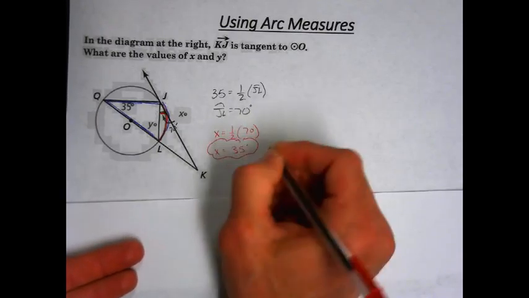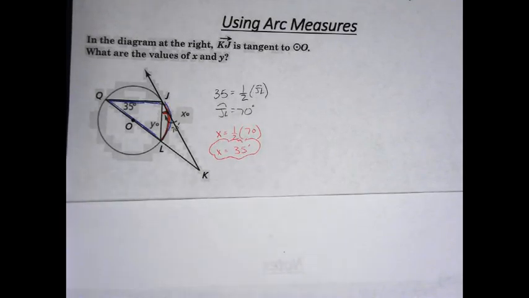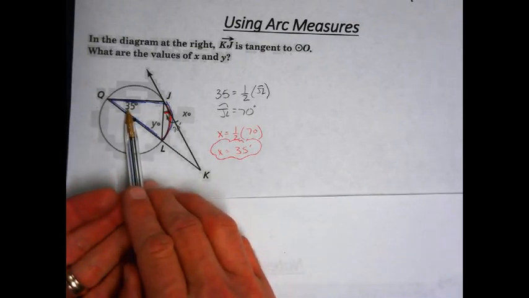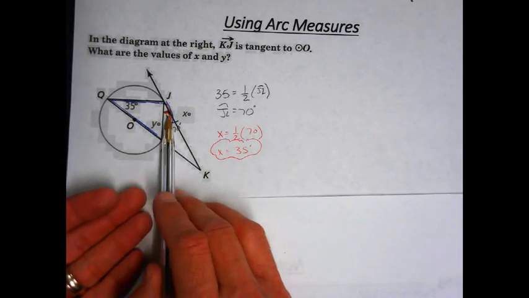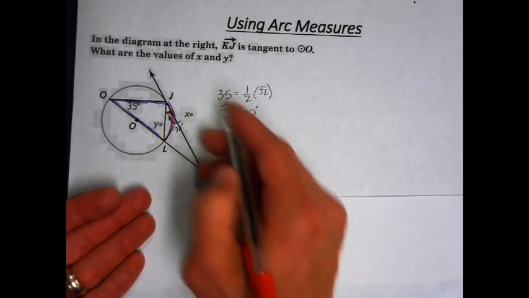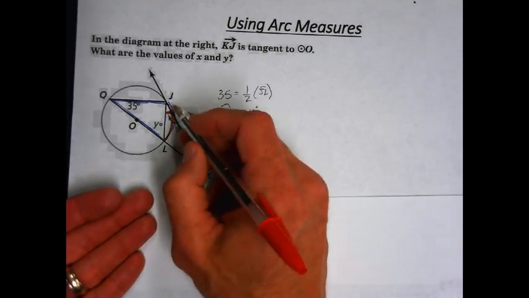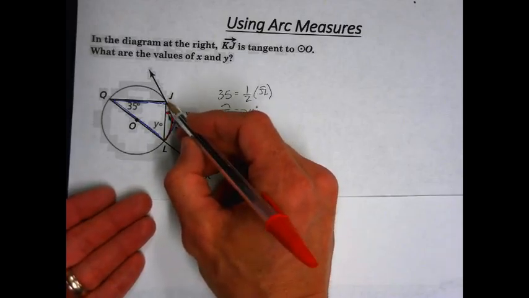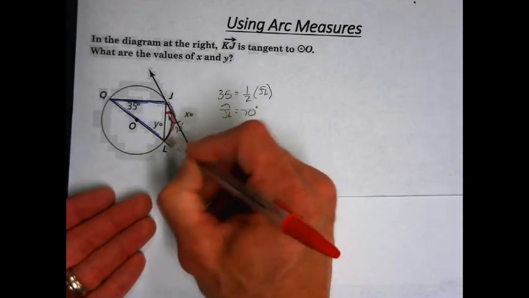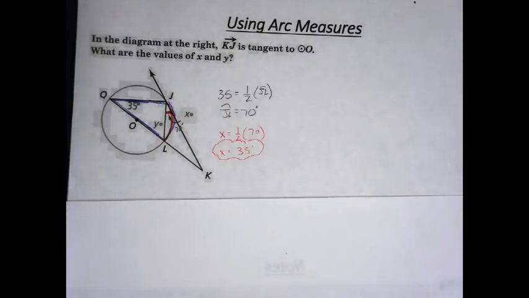Now, take a moment and think, wait a minute, that's so cool, because 35 degrees is here, and x is also 35 degrees. Isn't that weird? But check it out, it makes total sense. Both of those inscribed angles intercept the same arc, so they should be congruent. Indeed it does make sense. So we have found our x.